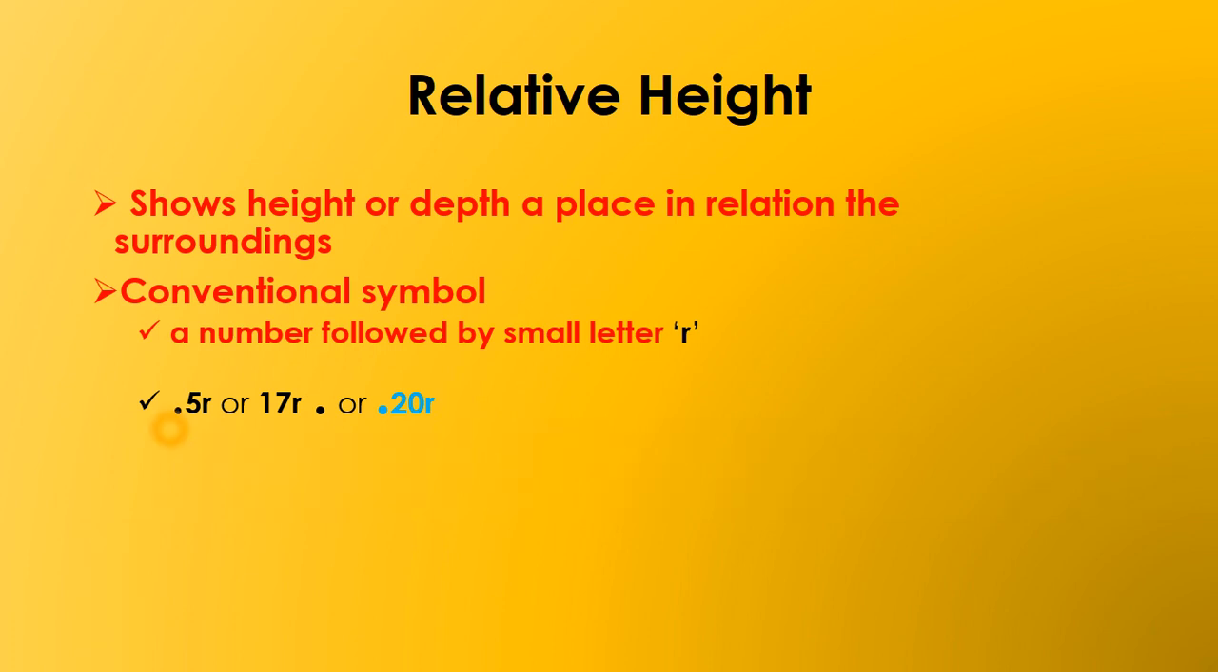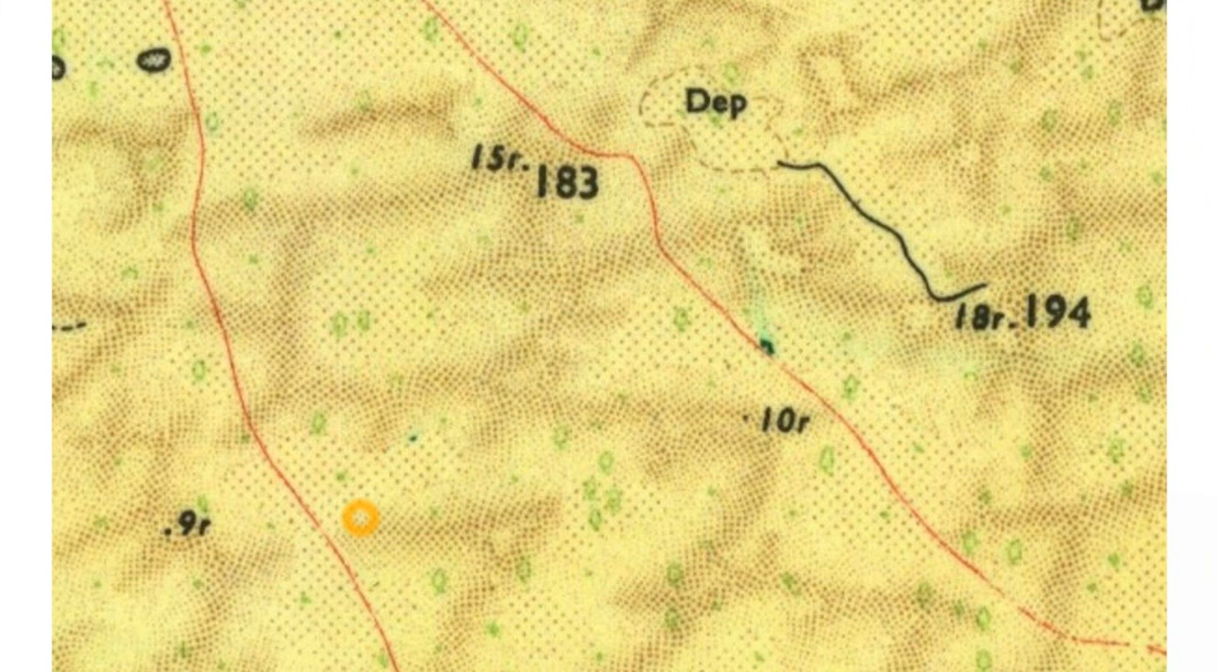So if you see here, there are three examples given. The first one is a dot followed by 5r, then 17r, and again another one, a dot followed by 20r, but it is given in blue color. So if it is given in black color, that shows the relative height of that particular point, and if it is written in blue color, it shows the depth of that particular point. Right, I'll take an example from the map itself. So here we have a map, and the feature that you are seeing here, indicated using the brown dots, I think you remember, is the sand dunes.